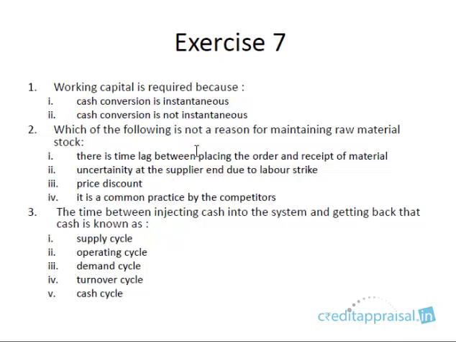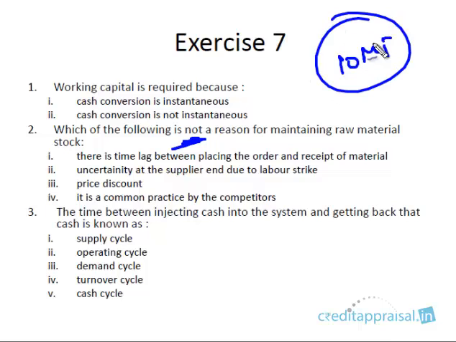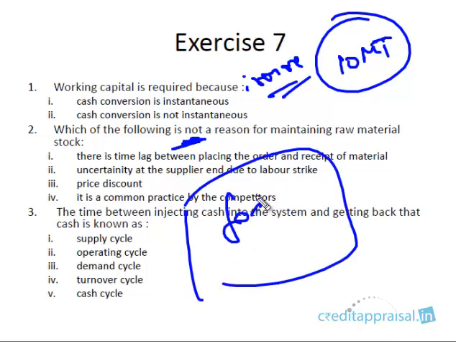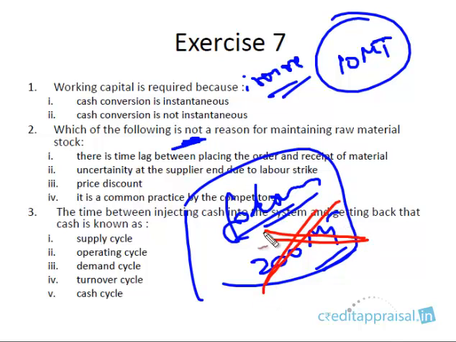So the second question: which of the following is not a reason for maintaining raw material stock? So why do companies maintain raw material stock, right? For example, a company is consuming 10 tons of iron ore every day. Then there is this godown here. Now the company is keeping some stock of iron ore, some 200 tons. The question is, why do companies keep this stock? Why not keep no stock at all, right?